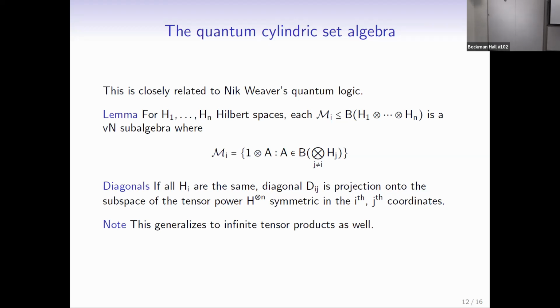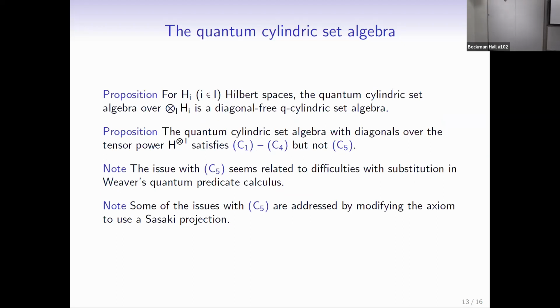And if all the H_i are the same, then I can define diagonals to be the projection, an element of my projection lattice, onto the subspace of the tensor power that's symmetric, like the symmetric tensor product, but just restricted to those coordinates. And this generalizes to infinite tensor products as well. So this always gives you a diagonal-free quantum cylindric set algebra. If you make these the same, you get conditions C1 through C4, but you do not get condition C5. And there's a good reason.